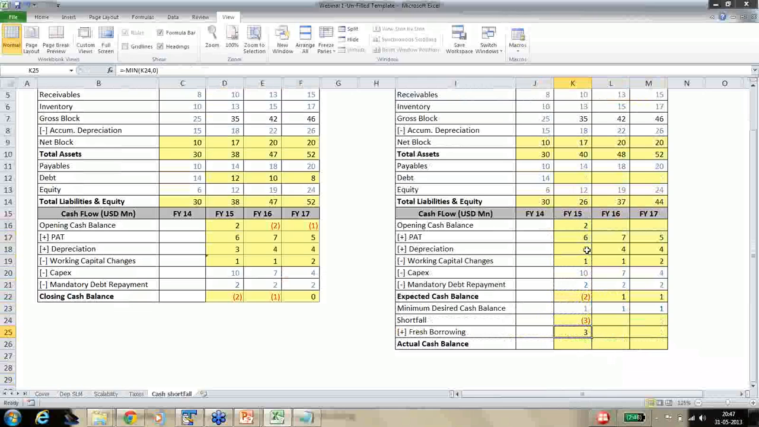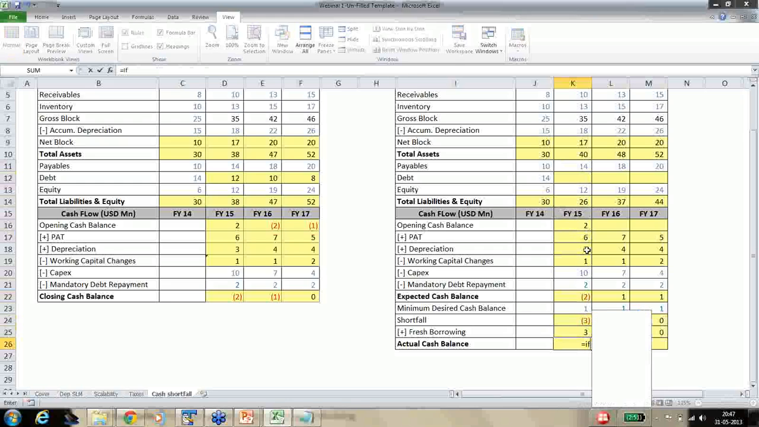Can you see this? What does this mean? So what it means is that if my shortfall is 3, then I need to borrow 3. If my shortfall was plus 5, I don't need to borrow anything. Let us try to copy this function over here. So right now, what is the actual cash balance? So shortfall is 3, I had to borrow 3. Now go back to the total, what is the actual cash balance?